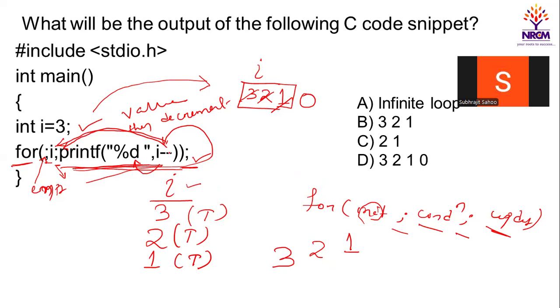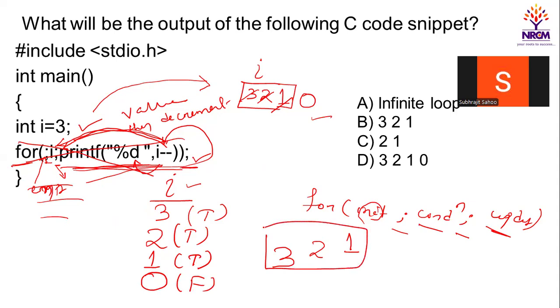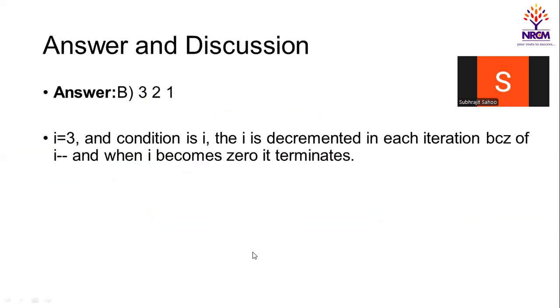After that, what will happen? Again the condition i. Right now i is 0. 0 means true or false? False. False means the for loop will not execute; it will terminate here. After the for loop terminates, nothing is there. Then what is the output? Observe, the output came: 3, 2, 1. Is it there or not? B is the right answer. Right? B is the right answer.